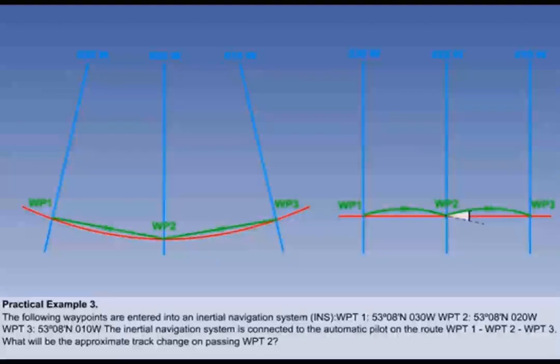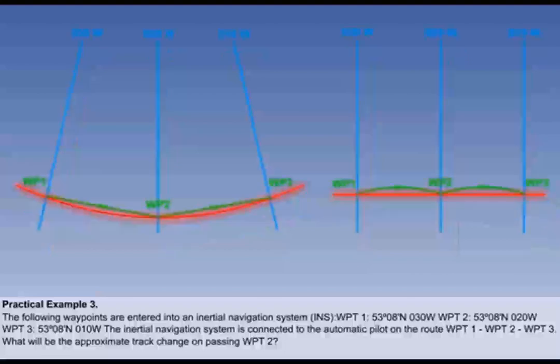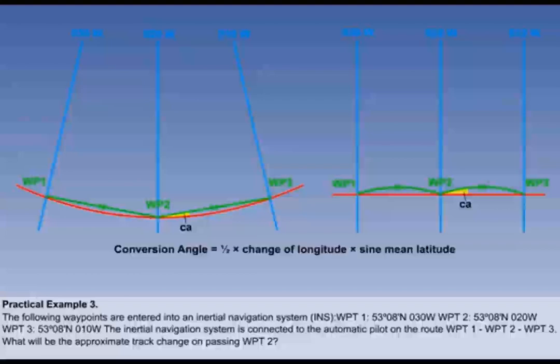We need to find out what it is. How are we going to do that? You should realize that the rhumb line track is 090 everywhere, but that the great circle track will be greater than 090 by the amount of conversion angle here and less than 090 by the amount of conversion angle here. If we can calculate the amount of conversion angle as we enter and leave waypoint 2, adding them together will give us the amount of track change at the waypoint changeover. Fortunately, they are both the same angle.